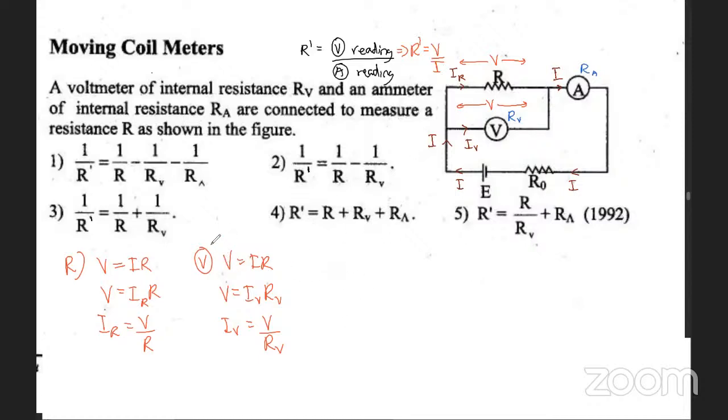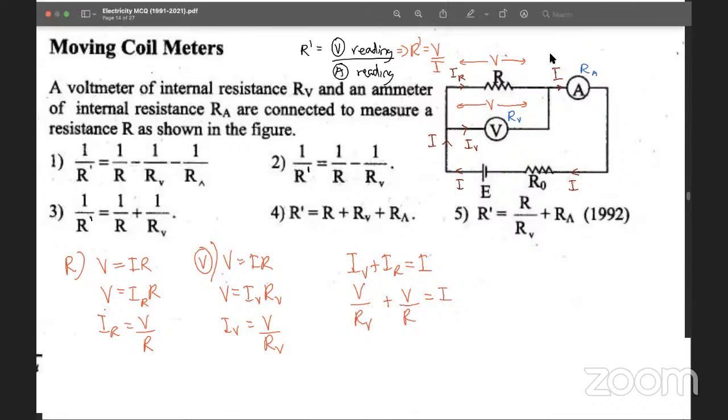So what I have to do is find a relationship for V over I. We know IV plus IR is equal to the total current I. The current going through the voltmeter and the current going through the resistance, when you add them both, will be equal to I. What is IV? V over RV. And what is IR? That is V over R. And what is I? We leave it as I.